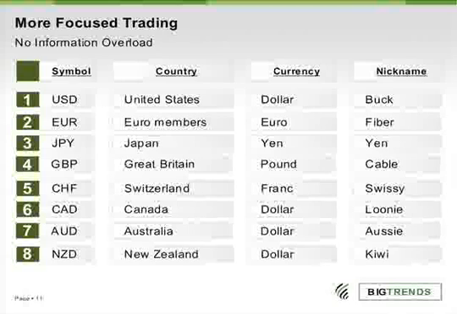So there's really only 7 pairs then that you would even consider looking at if you really want to stay hyper-focused. So that helps you to avoid some of the information overload.